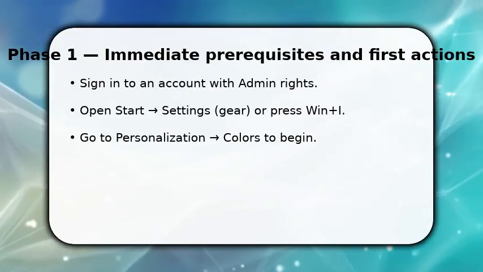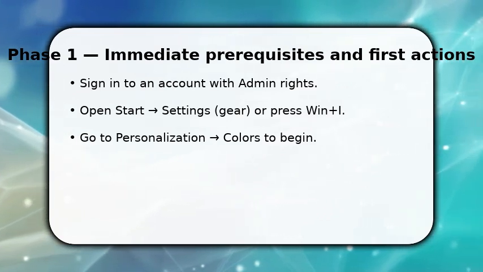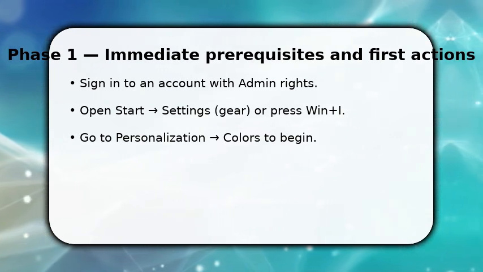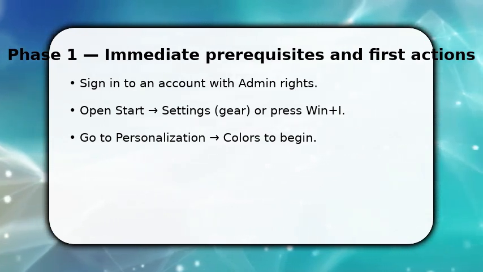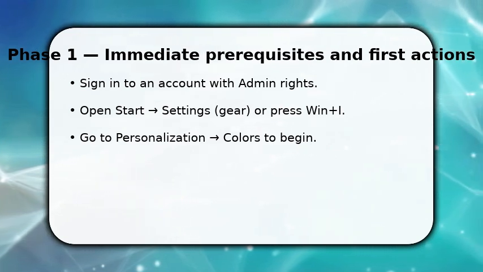You need admin access. Sign in now. Once signed in, open settings using the Start menu or press Win+I. This jumps you straight to system controls. Then navigate to Personalization and choose Colors. Make sure you're not in tablet mode because some color options differ.